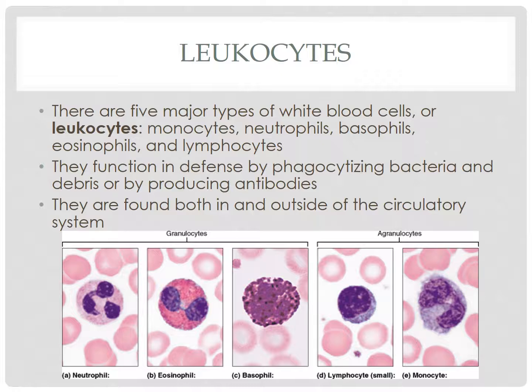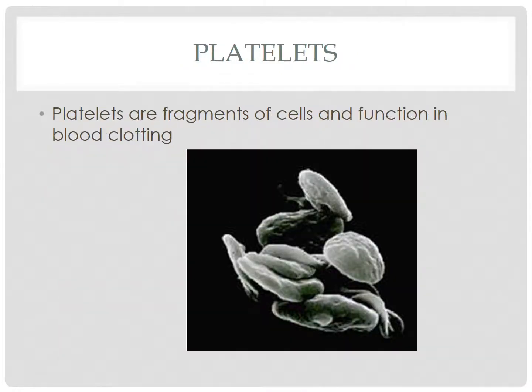And so some of them are found inside of your circulatory system, some of them are found outside the circulatory system, and many of them can escape the circulatory system to move out, to defend your body, and then they'll come back into the blood vessels. And of course, last but not least, you have your platelets. Platelets are just fragments of cells, and their main job is to function in blood clotting.